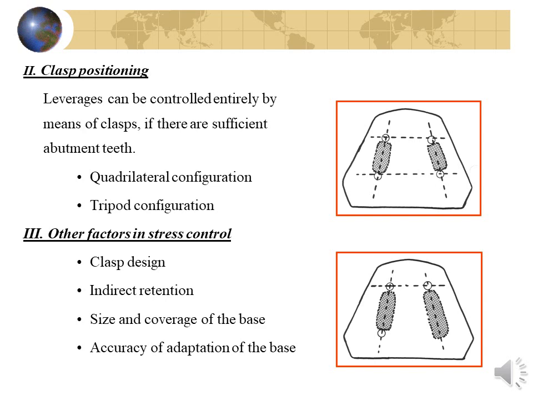Other factors for control of stress include clasp design. A flexible clasp produces the least stress, and the rigid cast circumferential clasp produces the maximum stress on the abutment. Indirect retention is produced by moving the axis of rotation of the denture away from the point of application of force. Denture base: the denture base should be designed to cover the maximum amount of soft tissue available.